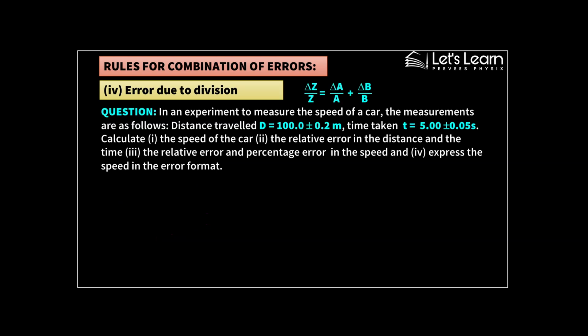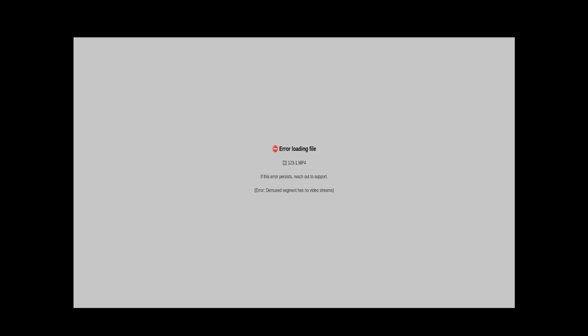Let's do a question. The question says while measuring speed of a car, we have to measure the distance. How much is the distance measured? 100 meter. And how much is the error in distance? 0.2. Time taken to travel that distance, 5 seconds. And the error in measuring time is 0.05. What do they want? They wanted speed of the car. Just we divide. Speed equals distance divided by time. How much is the distance? 100. And how much is the time? 5, which will give you 20 meters per second. That is the speed of the car.